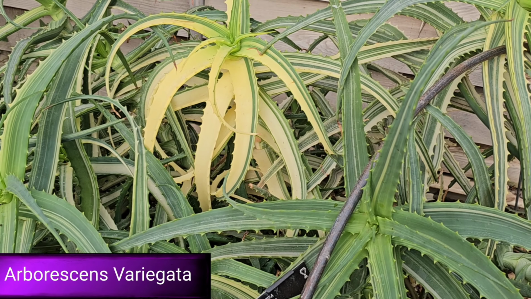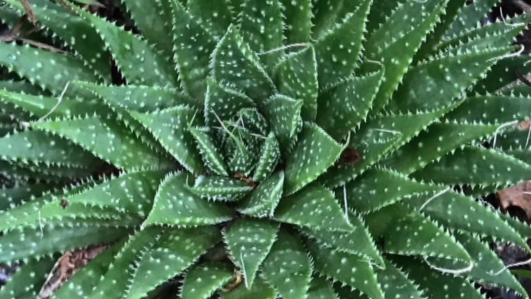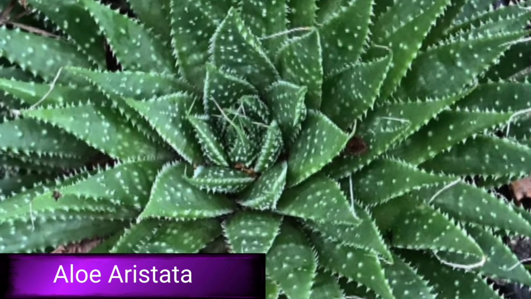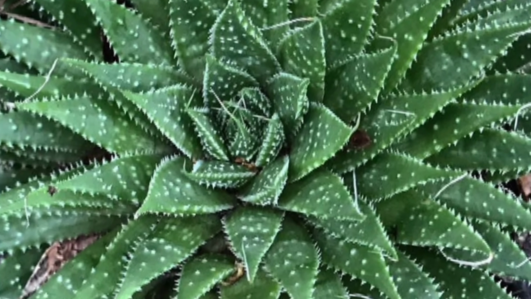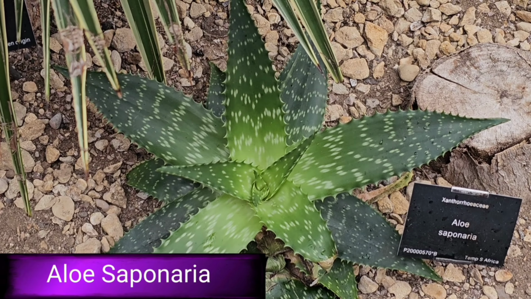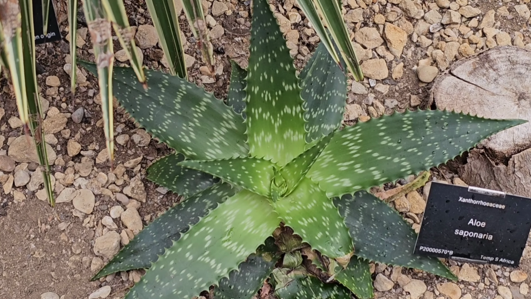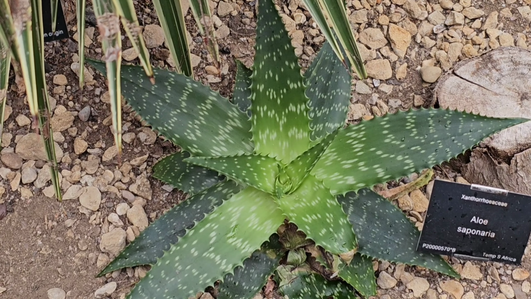Most aloes prefer temperatures above 10 degrees C. Hardy species like Aloe aristata can tolerate light frost, but most need protection in winter. Repot when roots outgrow the container and feed lightly in spring and summer. Aloes don't need much fuss, just light, warmth, and patience.